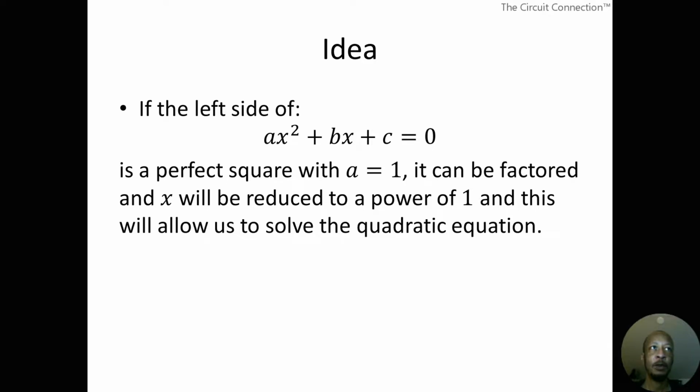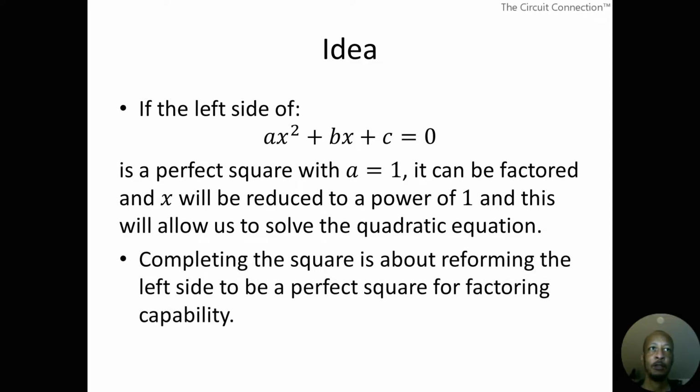More of the idea. Okay, so if the left side of ax squared plus bx plus c equals 0 is a perfect square with a equals 1, it can be factored and x will be reduced to a power of 1, and this will allow us to solve the quadratic equation. So that's a requirement of it. The a has to be a 1 when you solve this quadratic equation by completing the square, because it has to be a perfect square. So completing the square is about reforming the left side to be a perfect square for factoring capability. That's basically what it comes down to.